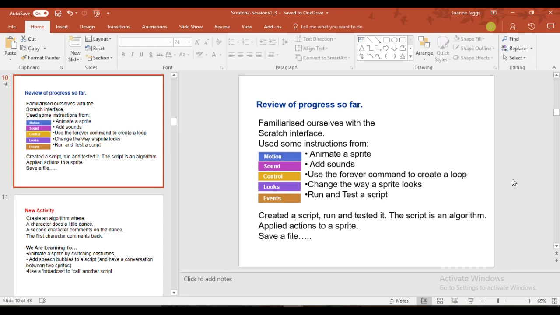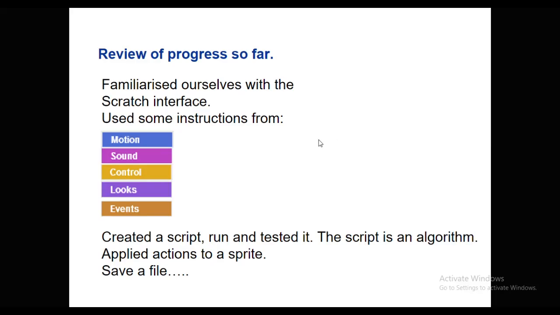Let's have a quick recap of what we've gone through today. So what we have actually done is we have familiarized ourselves with the Scratch interface, and we've used some instructions or some functions from these different categories: motion, sound, control, looks and events. We've created a script, we've run and tested it, and just to let you know, the script is what we now call an algorithm. Okay, we've applied actions to a sprite, we got it to change colour, and we've saved a file.